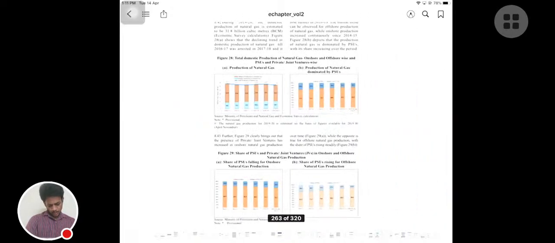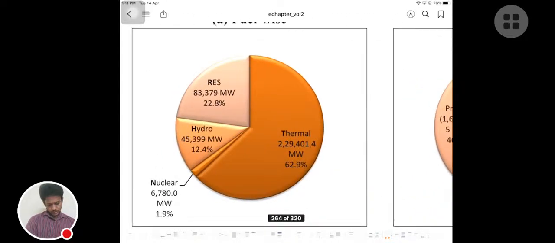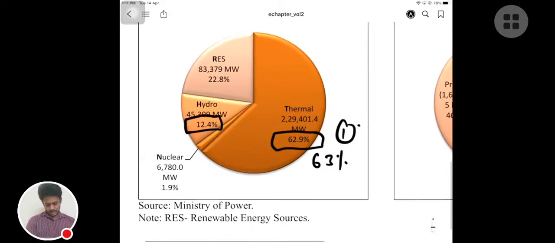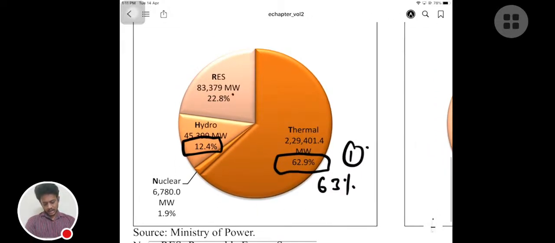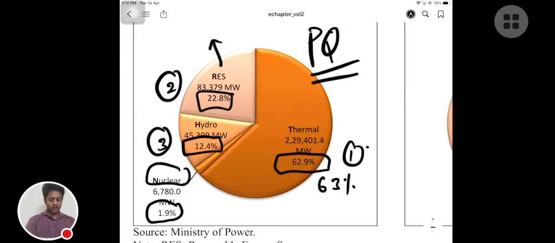There is one point you have to understand, that is power. Fuel wise, these are the percentages which UPSC will ask you. Thermal power contribution is 63%, so this is first rank. Renewable energy sources, RES, is second highest, whereas hydropower is third, and nuclear is 1.9%. Earlier it was 2, now it has been reduced to 1.9. Renewable energy sources, India is definitely faring very well. This is a very much expected question in UPSC.